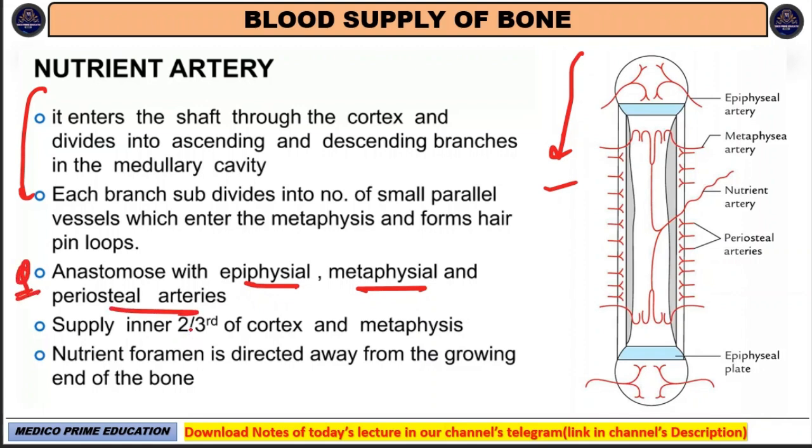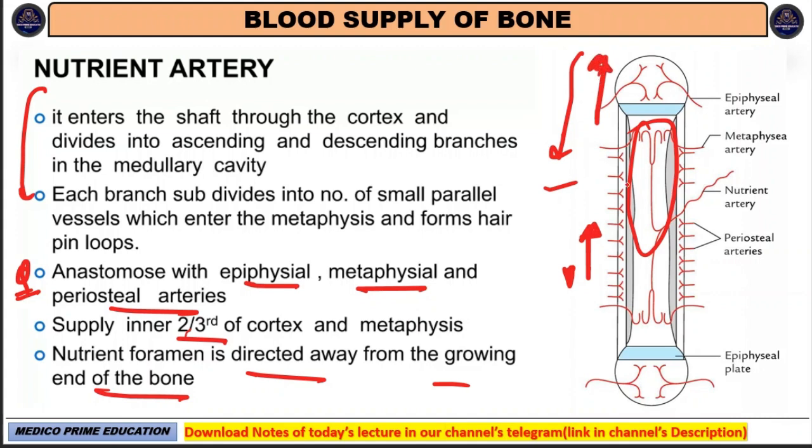This is an MCQ: it supplies the inner two-thirds of the cortex and the metaphysis. One more important concept: the nutrient foramen is directed away from the growing end of the bone. If the nutrient foramen is directed downward, its direction of growth will be opposite to it. If this is the growing end of the bone, the nutrient foramen will be directed downward, opposite to that.